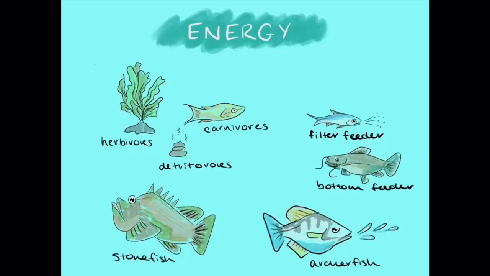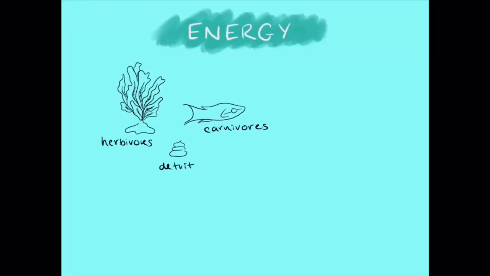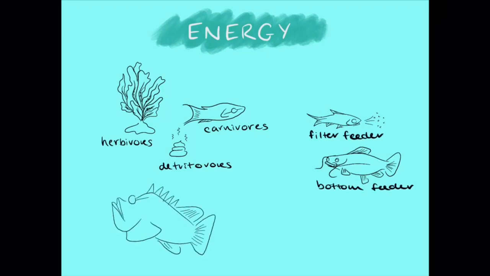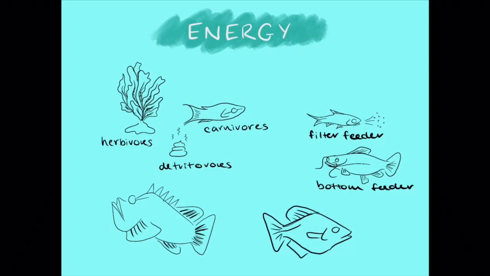Next, we will be discussing energy. Fishes span from herbivores to carnivores to omnivores to detritivores, which are fish that consume decomposing matter. For the most part, fish, such as mackerels and tuna, are active predators.